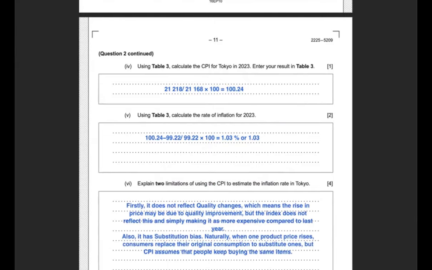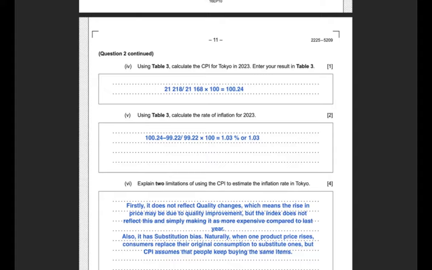Next, explain 2 limitations of using the CPI to estimate the inflation rate in Tokyo. Just like other indicators like GDP or GNI, CPI is not perfect, so it has its own limitations. Firstly, it does not reflect quality changes, which means the rise in price may be due to quality improvement, but the index does not reflect this change and simply makes the product just more expensive compared to last year.